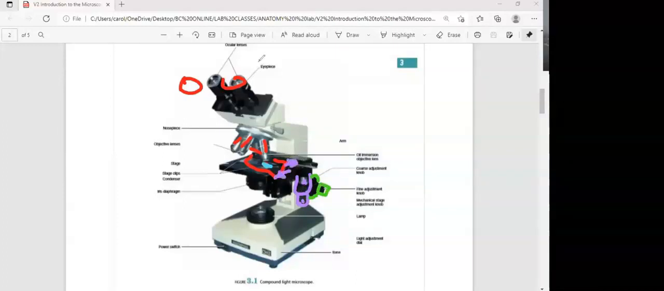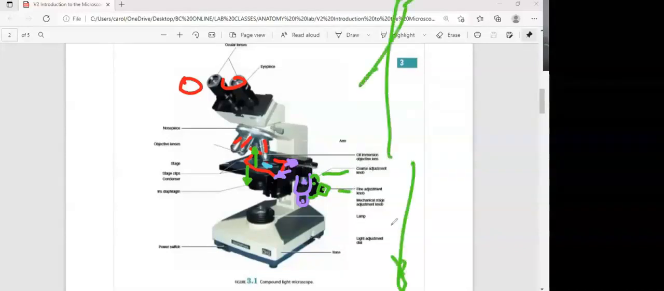These other 2 knobs in green, you have one big one, you have a little one. The big one is going to be called the coarse adjustment knob, and the little one is going to be called the fine adjustment knob. The coarse adjustment knob is going to move the stage like this, fast and big movements. So you can move the stage up and down very fast. The fine adjustment knob is going to move it like this, slowly.